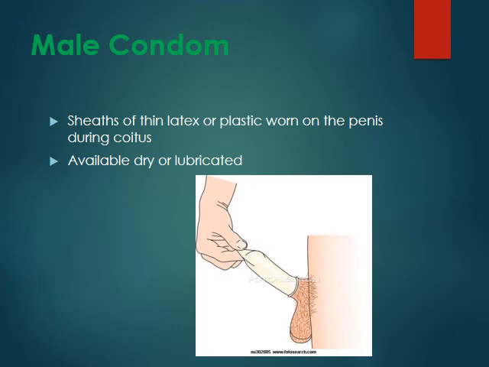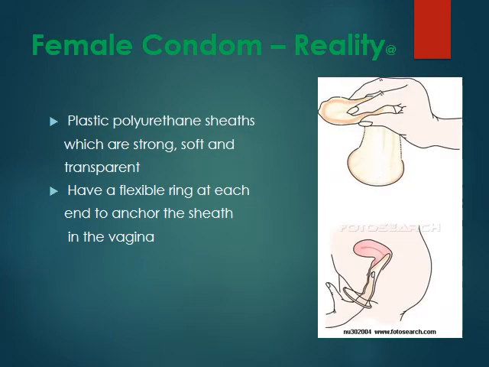The male condom is one that you're most likely to have heard of. It's a sheath of thin latex or plastic that's worn on the penis during intercourse, and it's available either dry or lubricated. It needs to be removed quickly after intercourse and held. The man has to hold it when he pulls out so that it doesn't stay inside the woman and get her pregnant. Then there's the female condom. That's where the woman puts a condom inside, you can see here, and the man just goes into her condom.